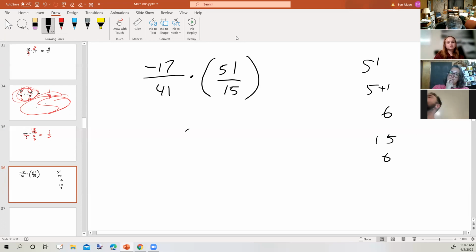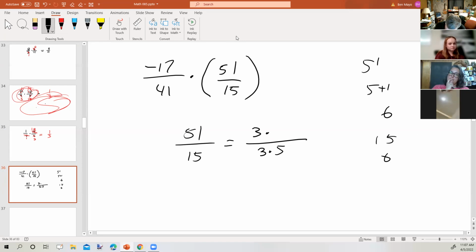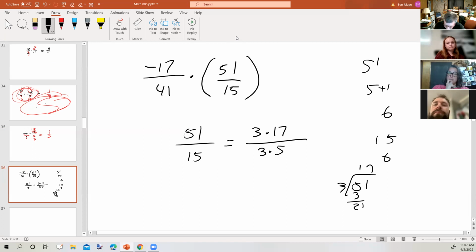Okay. So let's see, 51 over 15. 15 is 3 times 5. 51 is 3 times what? 51 divided by 3. Oh, 17. That's kind of tricky there, but do you see what I did? You don't like it, but do you see what I did? So I can reduce this to 17 over 5.